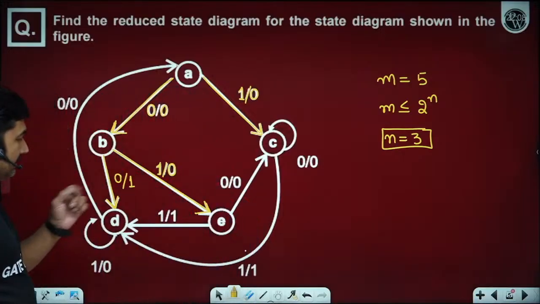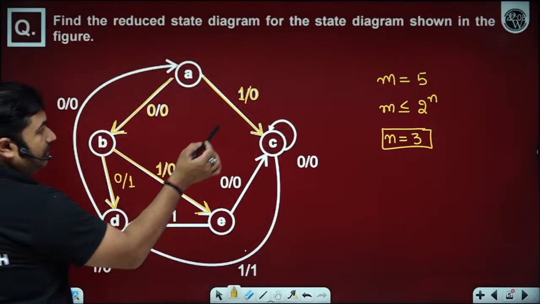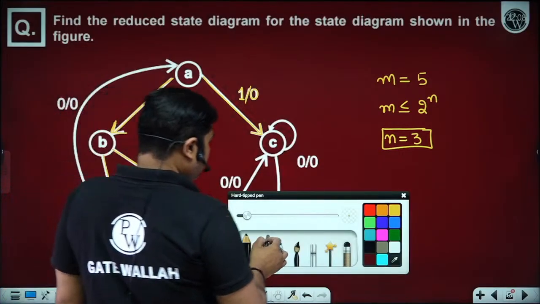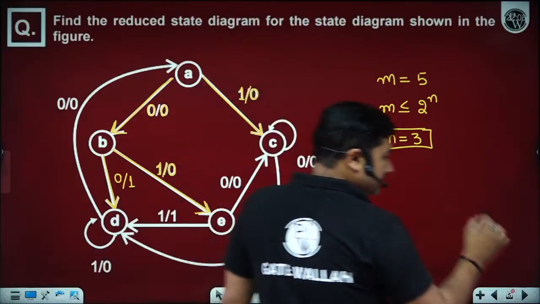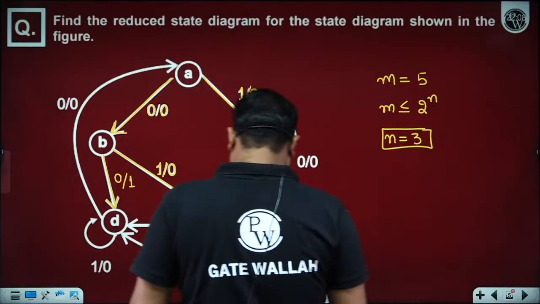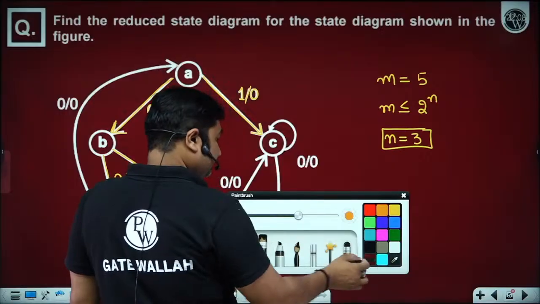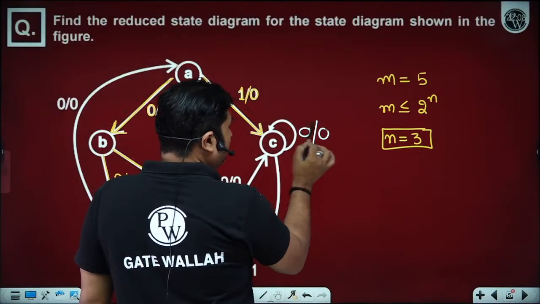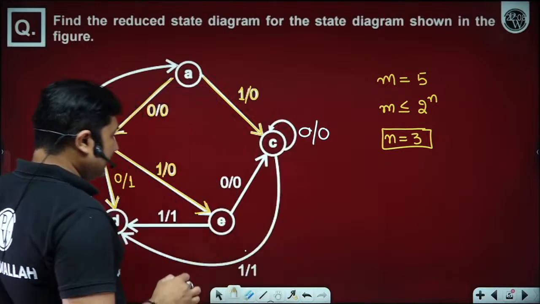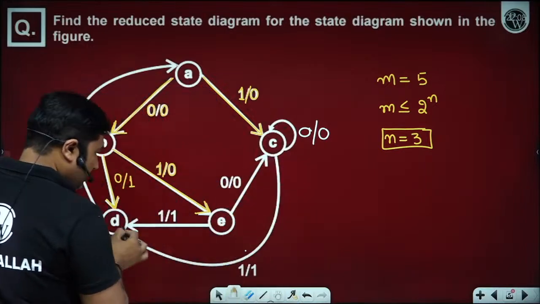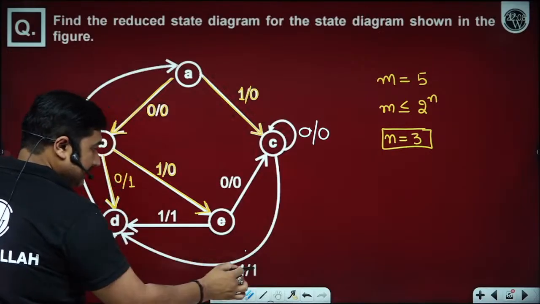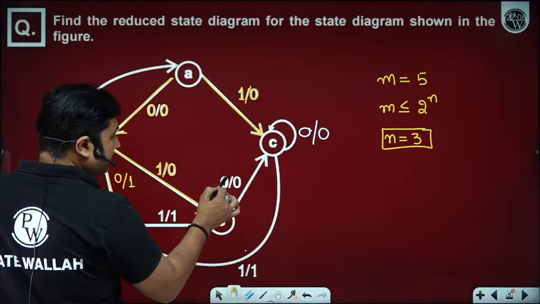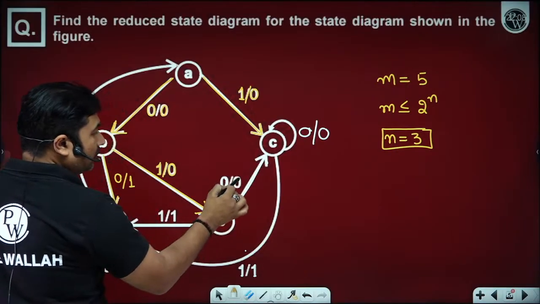If you are on state C with input x is equal to 0, next state C, output 0. If you are on state C with input x is equal to 1, next state D, output 1. If you are on state E with input x is equal to 0, next state C, output 0.